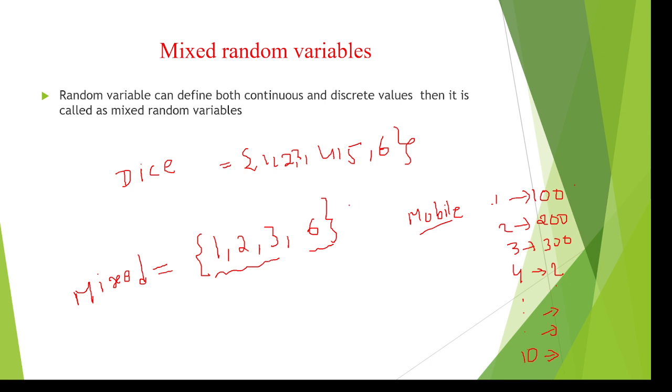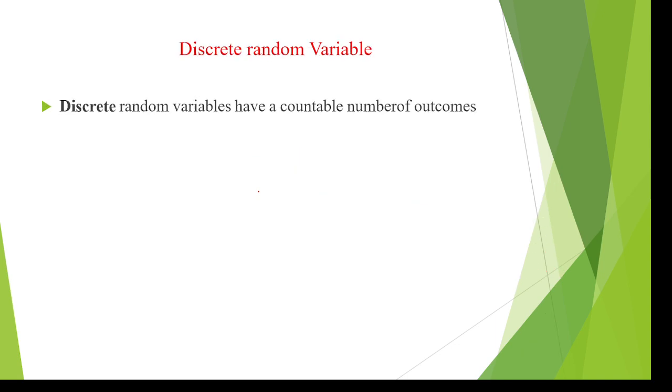So like this, if any data is defined continuously, then it is a continuous random variable. If it is defined only in a discrete manner, then it is a discrete random variable. If the outcomes are defined both continuously as well as discretely, then it is called a mixed random variable. Thank you.